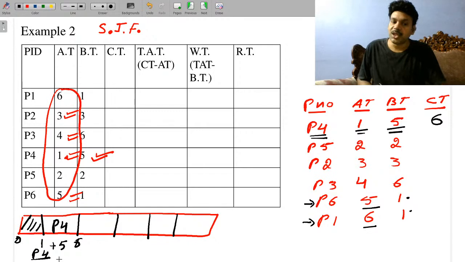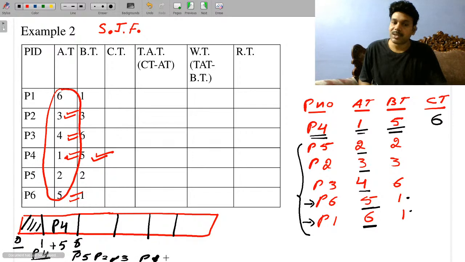And now you see, during the 0 to 6 time, please observe, all the processes have come. 2 has come, 3 has come, 4 has come, 5 has come, 6 has come. Now there is a problem. What is that? Between P5, P2, P3, P6 and P1, we want to see which one is to be executed. Now what do you need to go for?